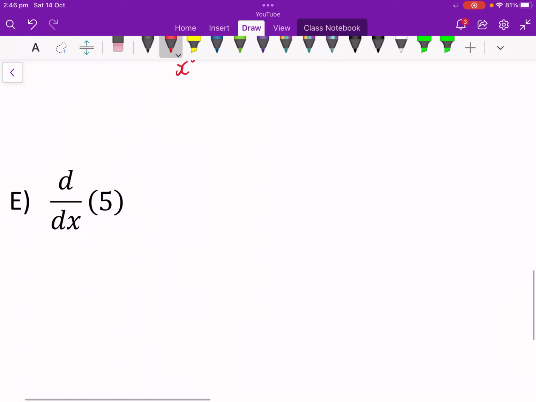So here's one of just a constant. We have no x. So if you imagine, if there's no x, that's the same as x to the power of 0, because x to the power of 0 is 1. So imagine putting it in there. 0 times 5 is 0. x to the power of negative 1. Okay, then we're getting warmer.